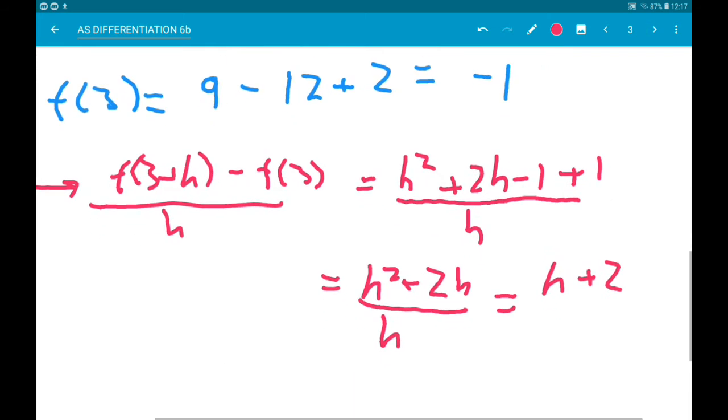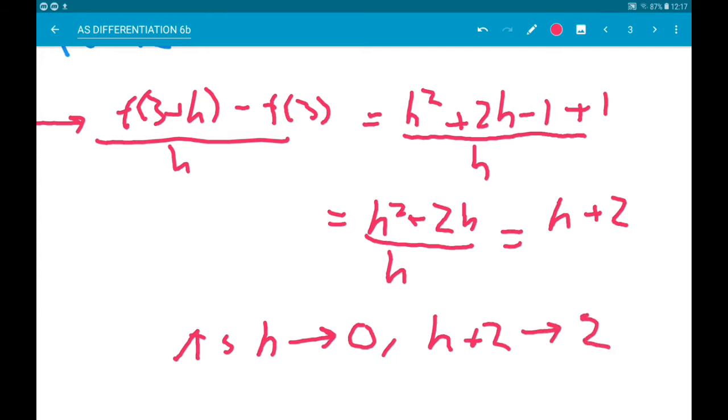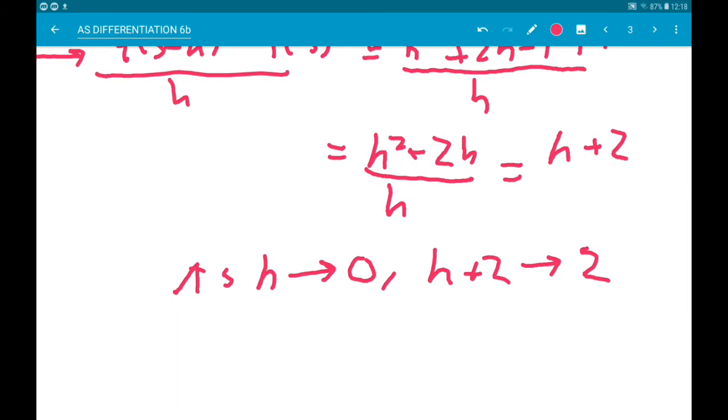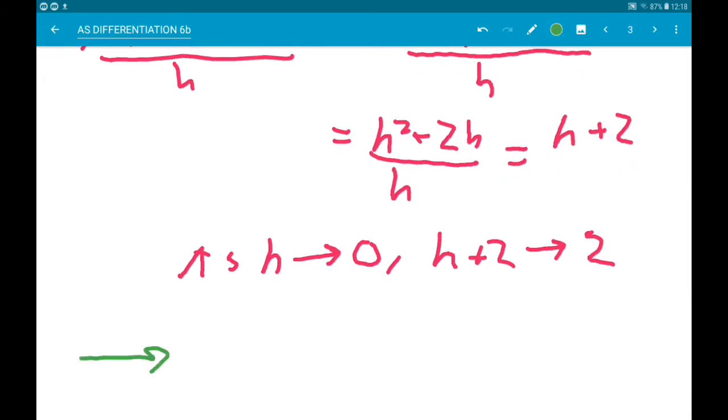Now, as h tends to 0, h add 2 tends to 2. So, the gradient is equal to 2.